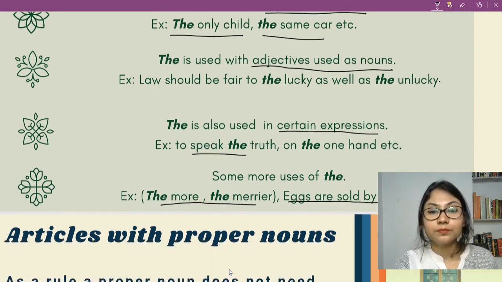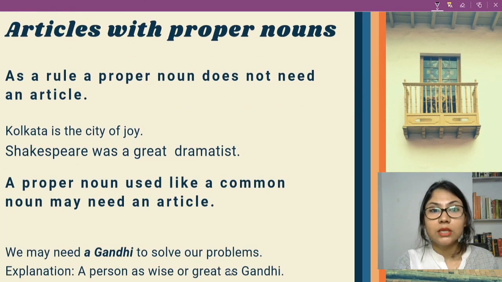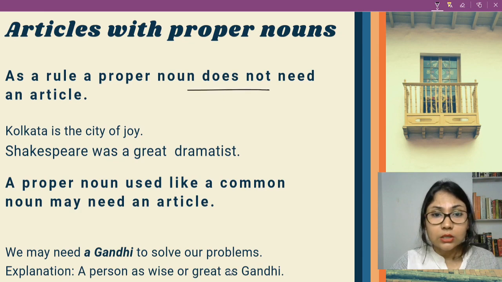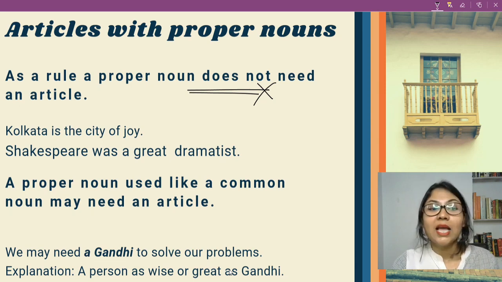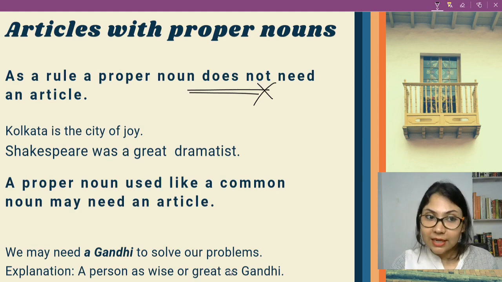Let's move on. Now children, in this particular slide, we are going to see articles with proper nouns. Let's see the first rule here. As a rule, a proper noun does not need any article. Look at this. Kolkata is the city of joy. Indeed, it is. Shakespeare was a great dramatist. Indeed, he was.